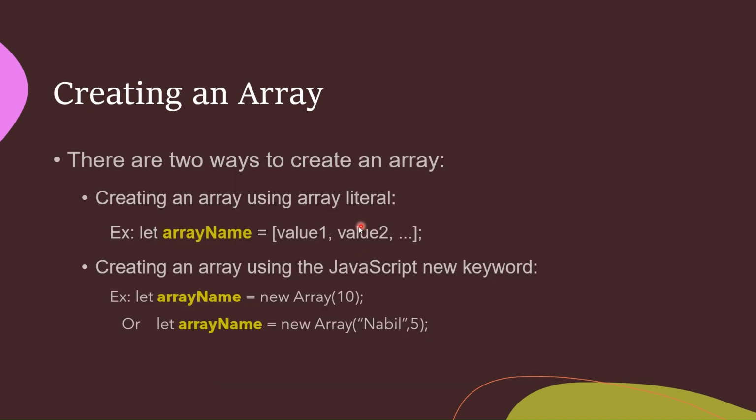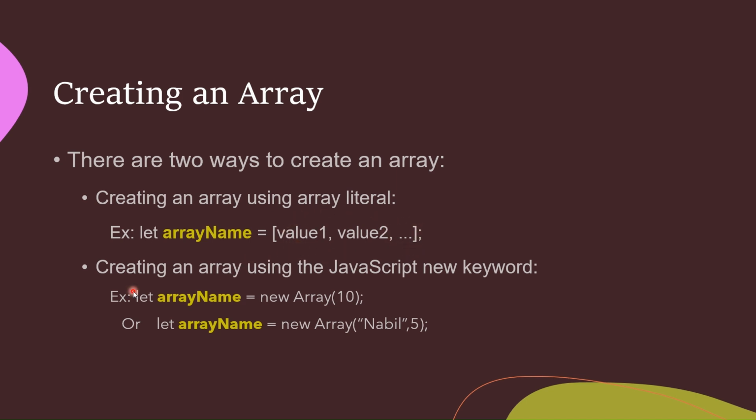Creating an array. There are two ways to create an array. The first way is creating an array using an array literal. For example, let array name, assign it values in between brackets, which is the array indicator. Value number 1, value number 2, separated by commas. You can put any number of values.